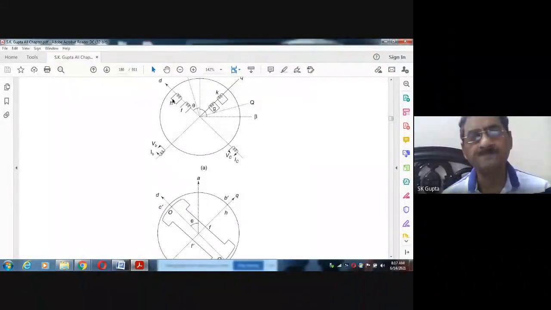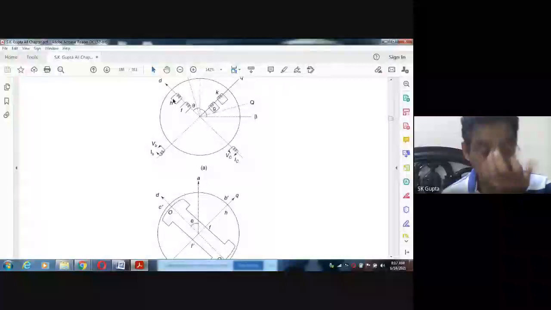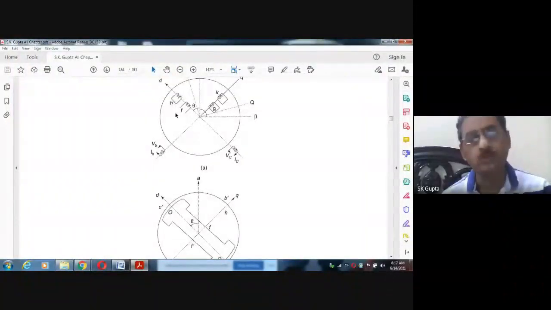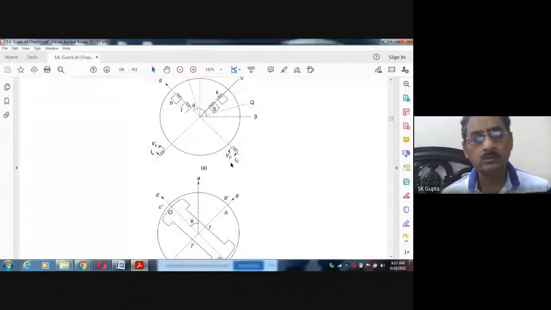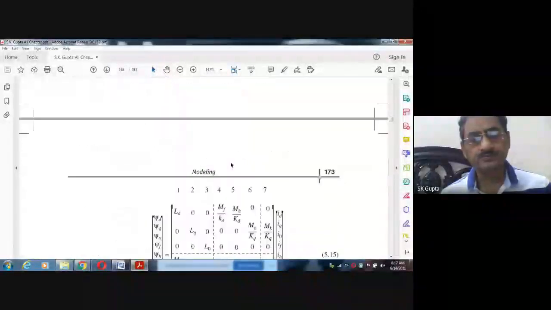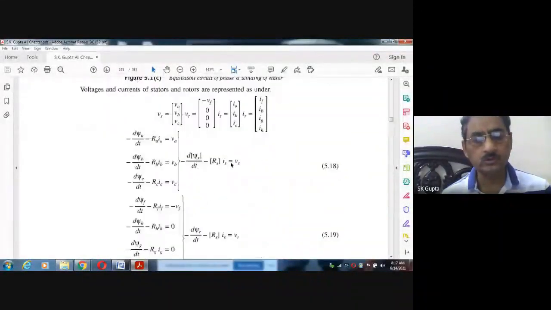Here voltages are 0. You see, these are the short circuited windings, the damper windings, so voltage here is 0. Here the voltage Vf is applied. Here no voltage is applied, so these are the 0 voltages. And IH, IG, IK are the currents. And these are the stator windings. So again, see this. Yeah, these are the equations.